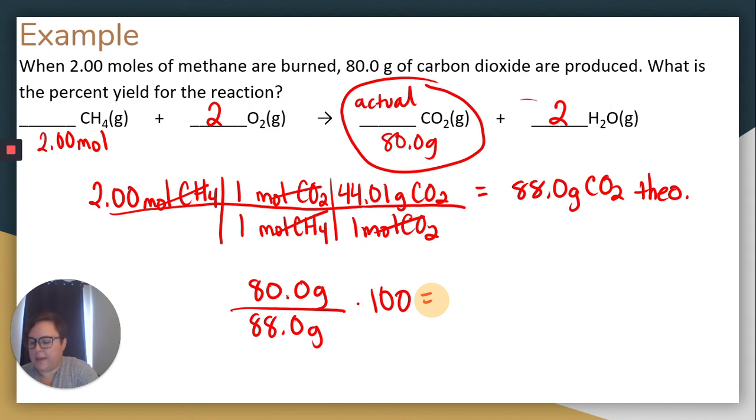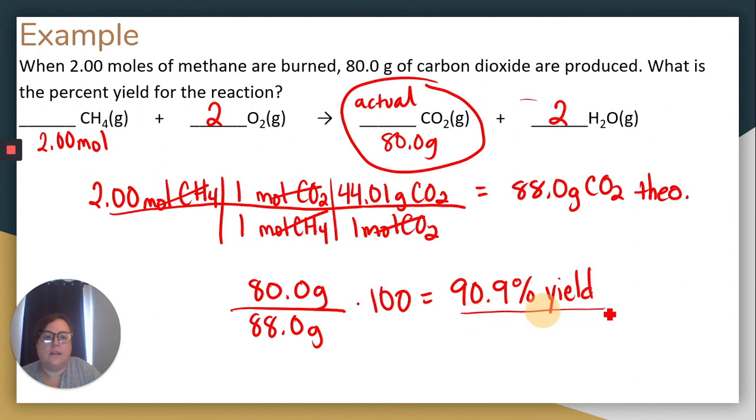So 80 divided by 88 times 100, and we have 90.9% yield. Not too shabby at all. That's a really good yield. All right, make sure your percents, you're going out to at least 1 or 2 decimals.